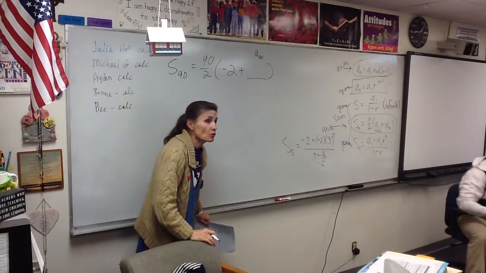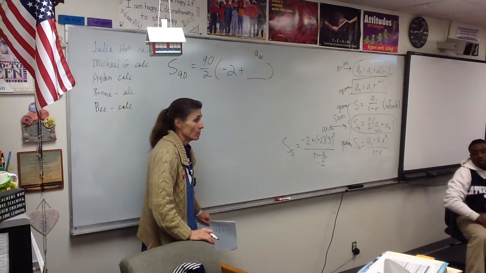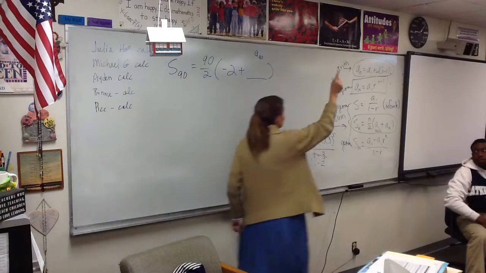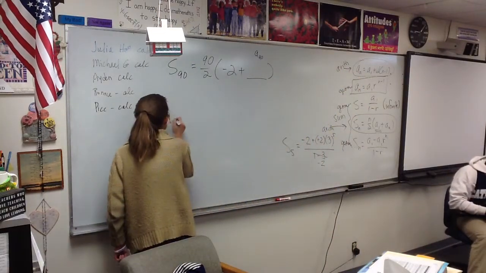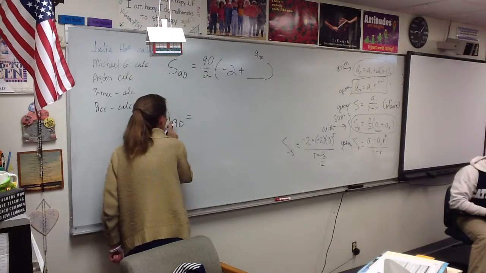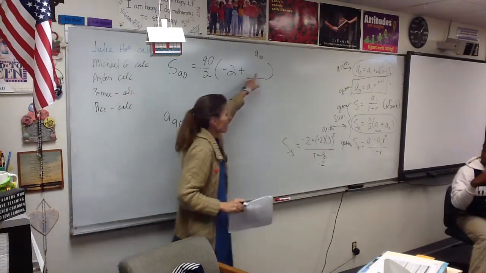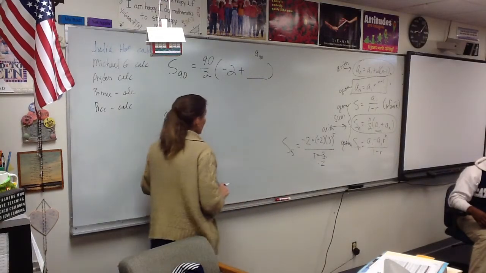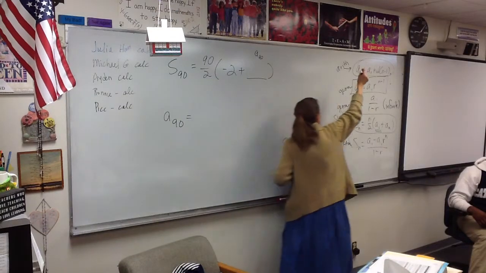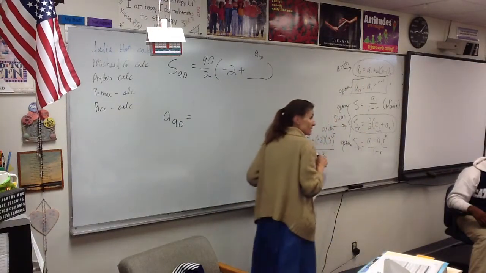Can I figure out a sub 90? How? Use the formula. Exactly, Jack. Very good. I need a sub 90 in order to do the problem. This isn't the answer. This is the number I need right here. So over to the side, I'm going to have to do this formula so that I have a sub 90.